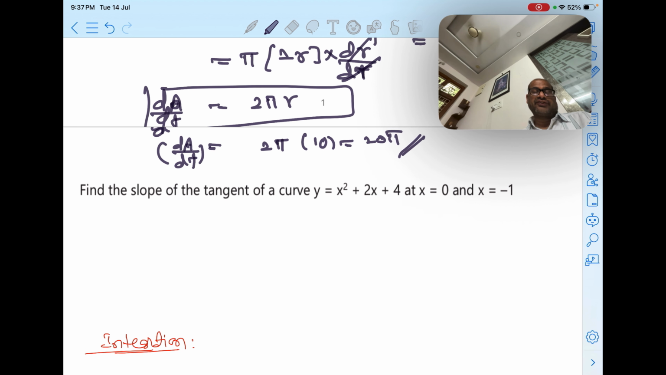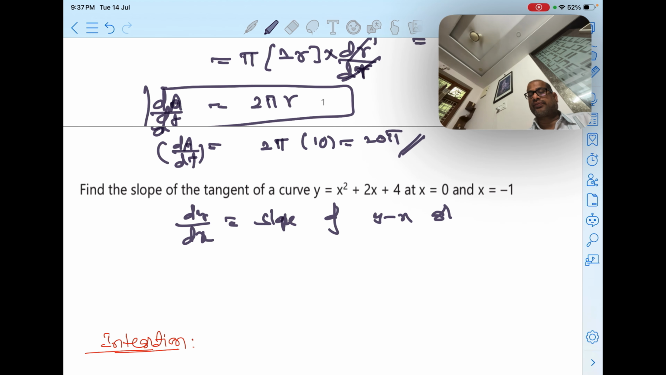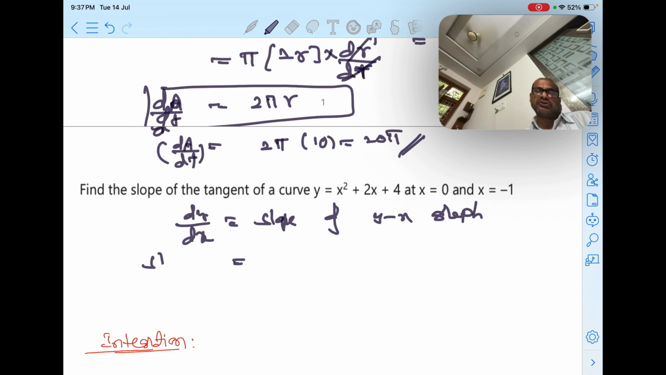See, the variation of y with respect to x is called what? Variation of y with x is called dy by dx. This is called what? Slope of the yx graph. Slope of what graph? Yx graph. So that is, now if you differentiate, what will you get? Slope is equal to d by dx of this curve.